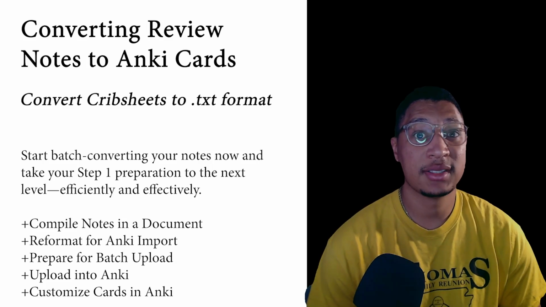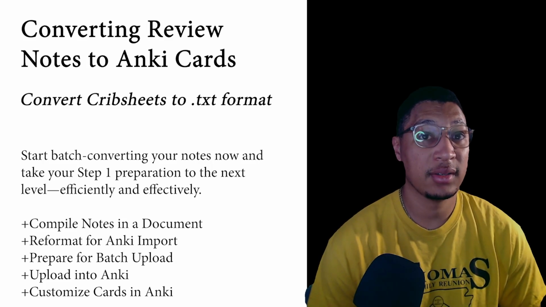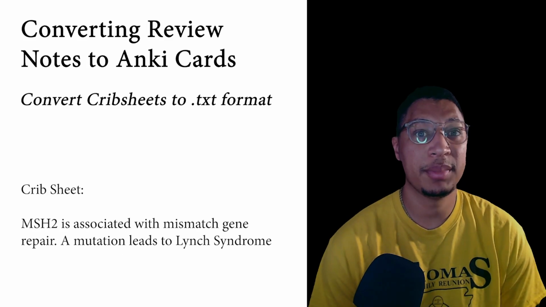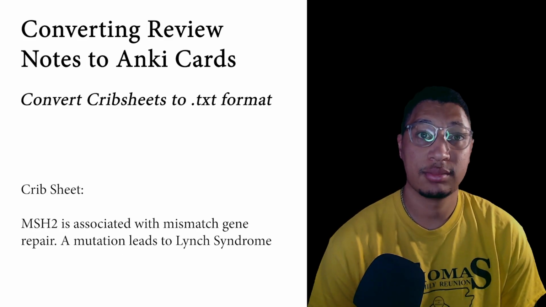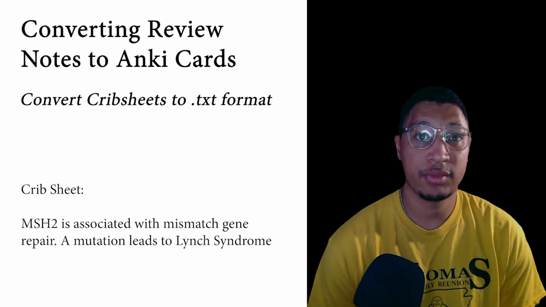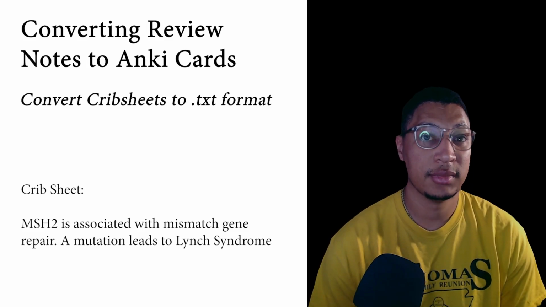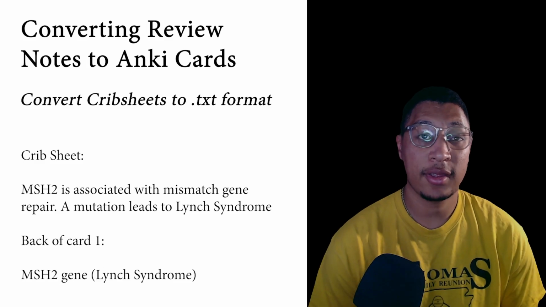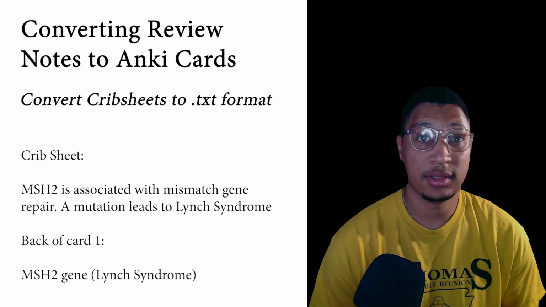Now let's go through the process of ensuring this format works seamlessly when you upload it into Anki for quick, efficient studying. An example would be, my crib sheet is: MSH2 is associated with mismatched gene repair. A mutation leads to Lynch syndrome. So the front of card 1 would be associated with mismatched gene repair. And the back of the card would be MSH2 gene for Lynch syndrome.